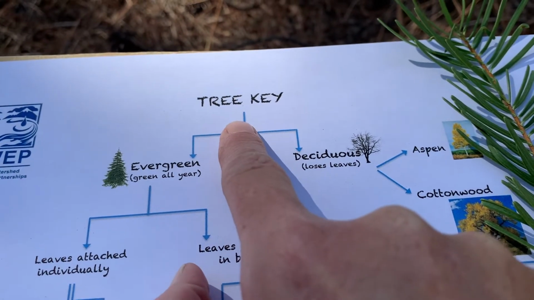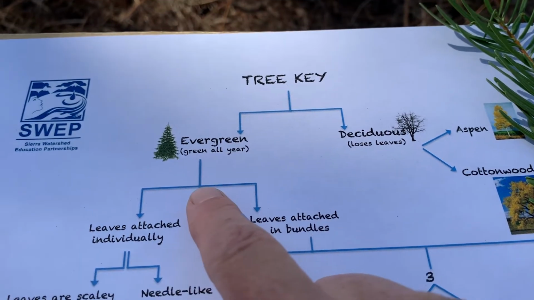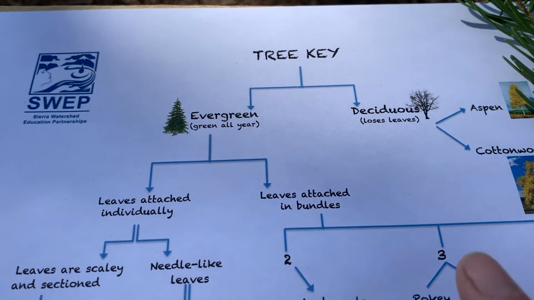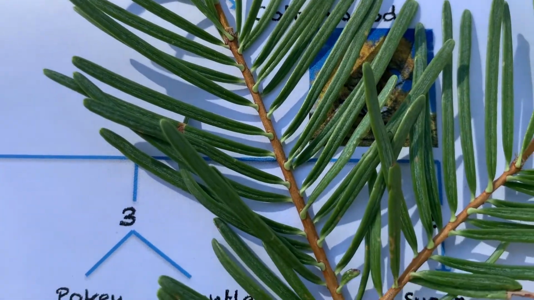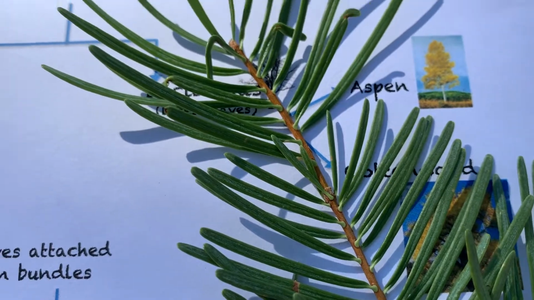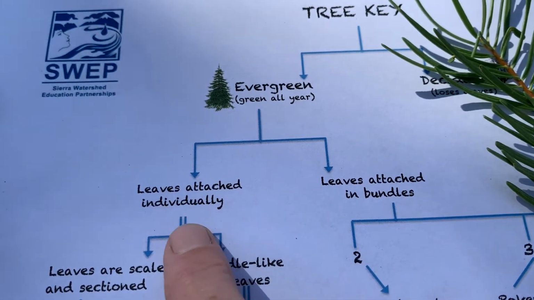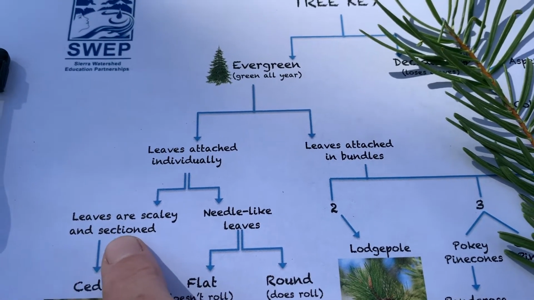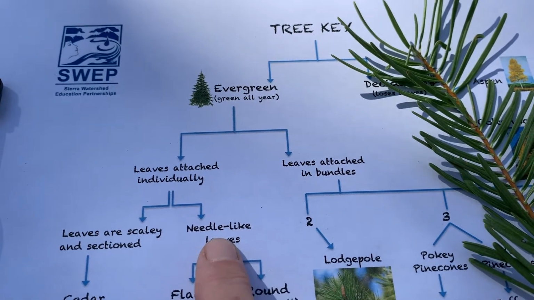I know my branch came from an evergreen tree, so I'm going to travel here. The next question asks, are the leaves attached individually or in bundles? When I look closely at my branch, I see that the leaves are attached one by one, so I'm going to answer individually, and that guides me here. From here, I have to answer the question, are the leaves scaly and sectioned, or are they needle-like? I know my leaves are needle-like, so I'm traveling here.